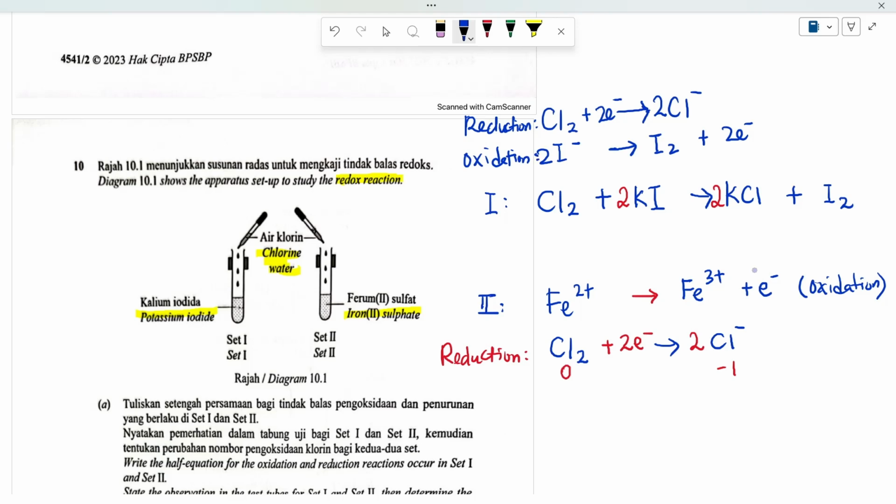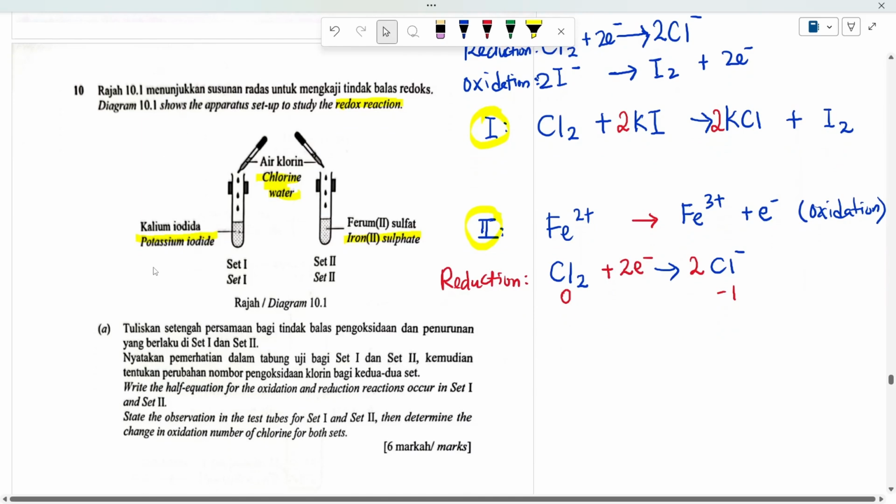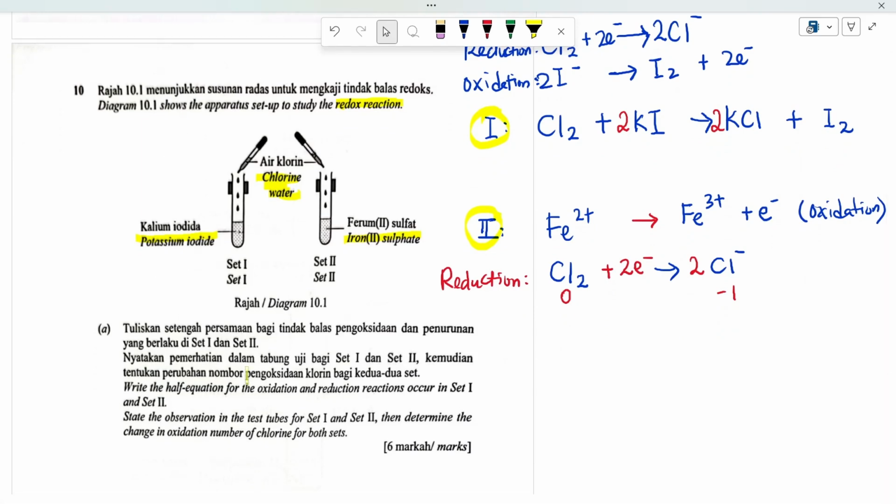Okay. So classify oxidation and reduction for set 1 and set 2. So all are listed out already. Now we can go to see the question. Now write the half equation for the oxidation and reduction reactions that occur in set 1 and set 2.